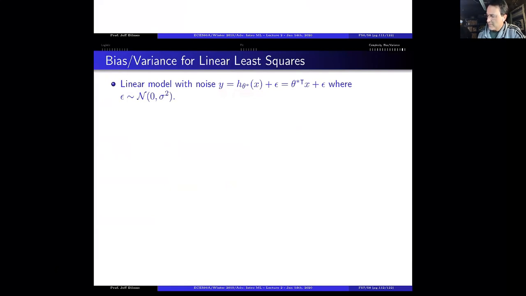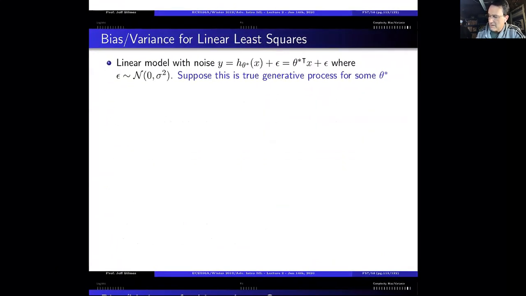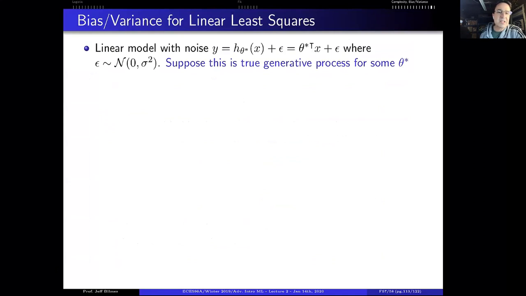But it's noisy, so there's a little bit of random Gaussian noise added to each prediction. The truth is really this, but the Gaussian noise is independent with 0 mean and sigma squared variance. All that is just noise, because maybe it models our sensor, a noisy sensor. All sensors have noise. No sensor can monitor reality perfectly well. So we're going to make the assumption that this is the true generative process for some theta star.